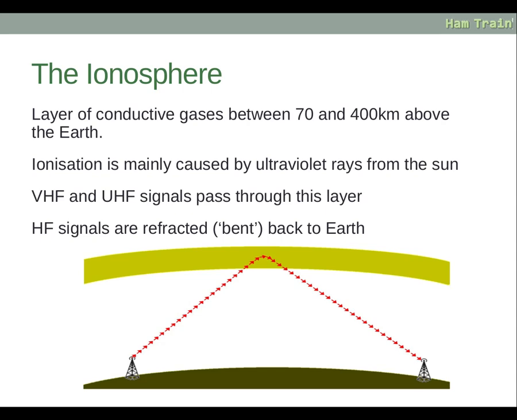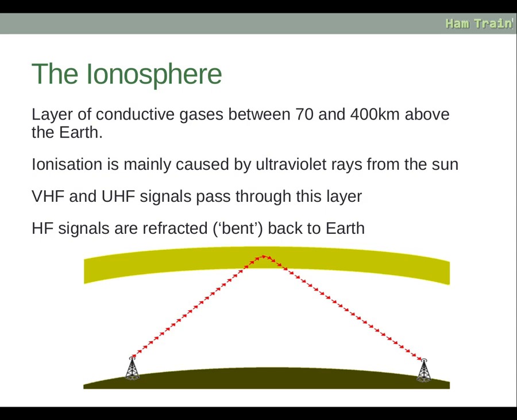The ionosphere is ionised particles, and it's mainly caused by ultraviolet rays from the sun. So when the sun's shining on your side of the Earth, these become very energetic and work really well. And in the evening, when your part of the Earth's facing the other way, the ionisation decreases and you get less of the bouncing effect. VHF and UHF signals pass straight through these layers and are generally unaffected by the ionosphere.